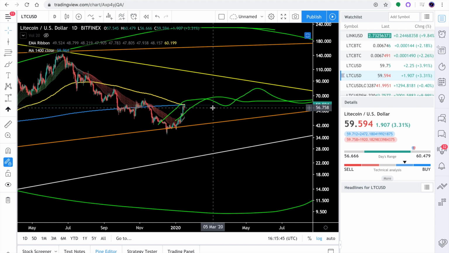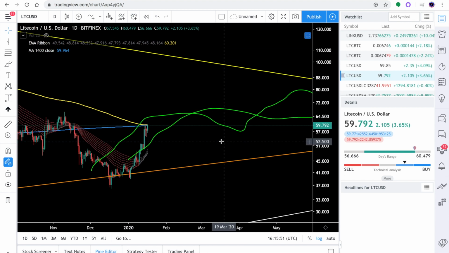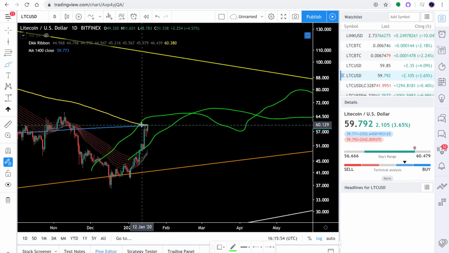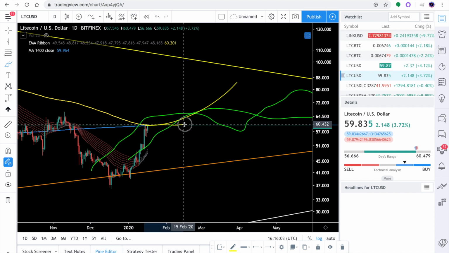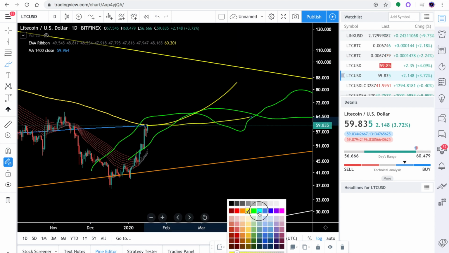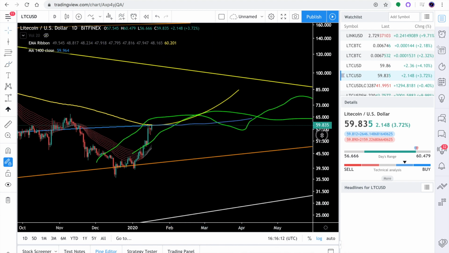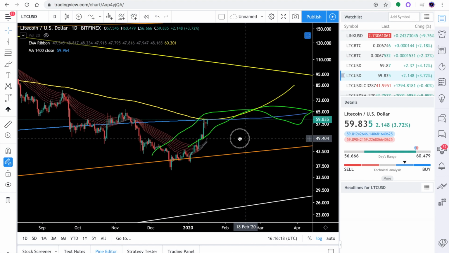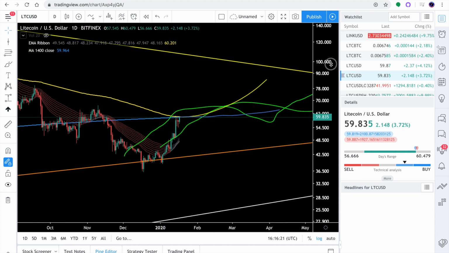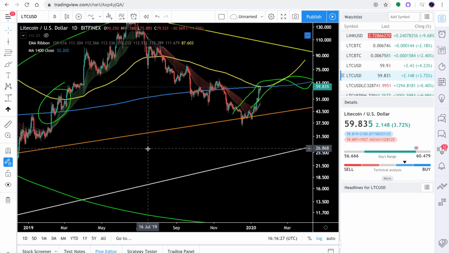So we're going to need to break this right now, like in the next couple of days or so, today preferably, before this cross happens, and get this to come back up like that, while this stays flat, the 200 week. That's kind of what we need right now. So Litecoin definitely has to break 60 bucks, or else we're probably going to see some downside. I don't know how low, maybe into the low 40s again, but we have to see.